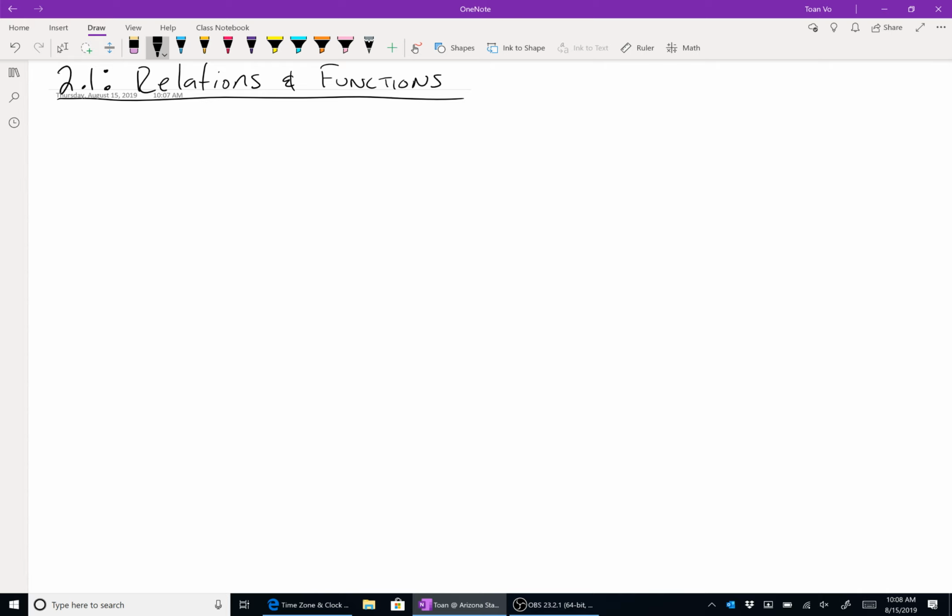So, like with everything, whenever we learn a new concept, knowing what the terms mean would be important. So let's start off with some vocabulary. In a nutshell, to simplify things as much as possible, the word relation in mathematics is simply a connection or a link between objects.